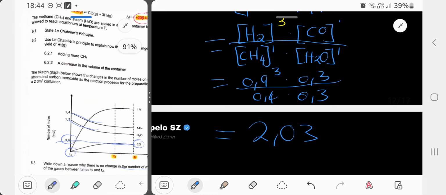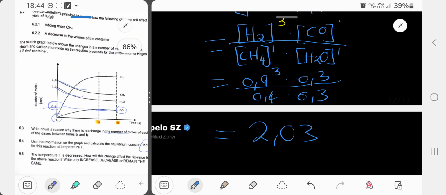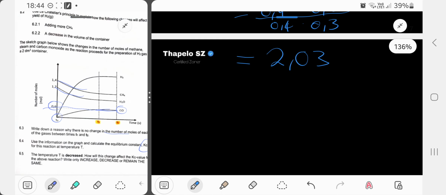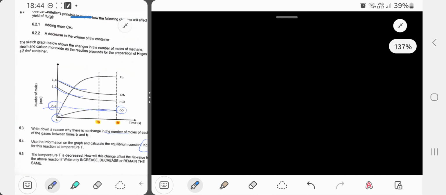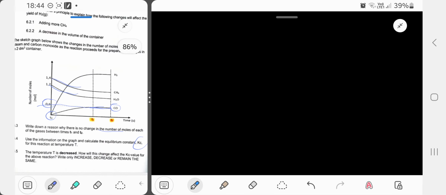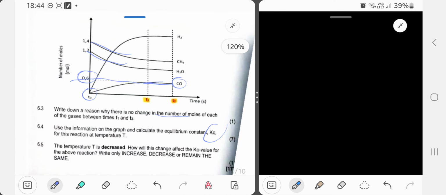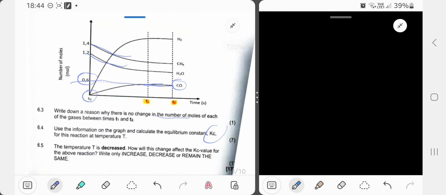So let's move on. The last question says the temperature T is decreased. How will this affect the Kc value for the same reaction above? Let's just look at this in more detail. It says the temperature is decreased. How will this affect the Kc value for the reaction above? Answer: increase, decrease, or remain the same. So there are a lot of ways people can do this.